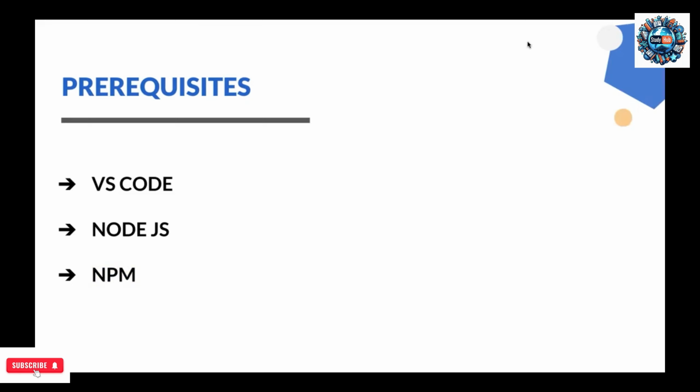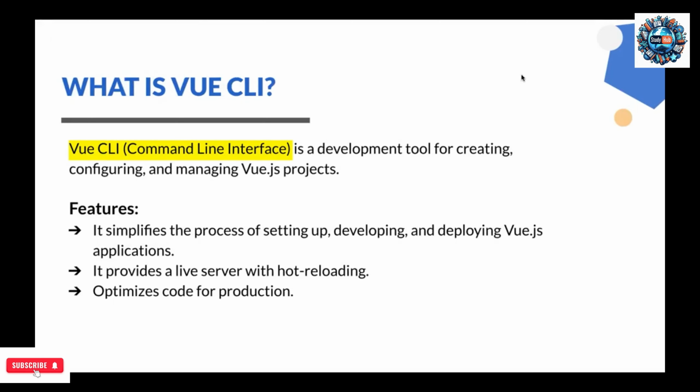Now, as I've told you that we'll be using Vue CLI for setting up our project, let's understand what Vue CLI is. Vue CLI is a command line interface which helps us with creating, configuring, and managing our Vue.js project. Why should we use Vue CLI for setting up our first Vue.js app? Well, it simplifies the process of setting up, developing, and deploying Vue.js applications. It means that with the help of certain commands, it will create a template for us, which we can use for building our code.